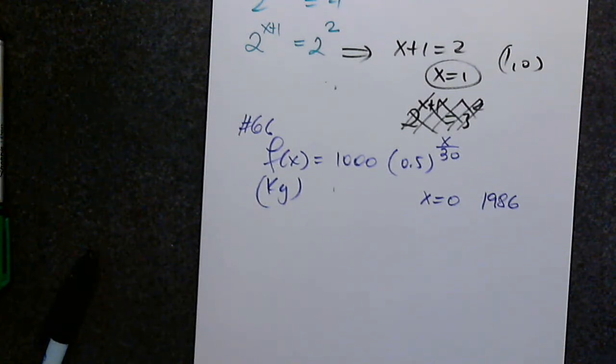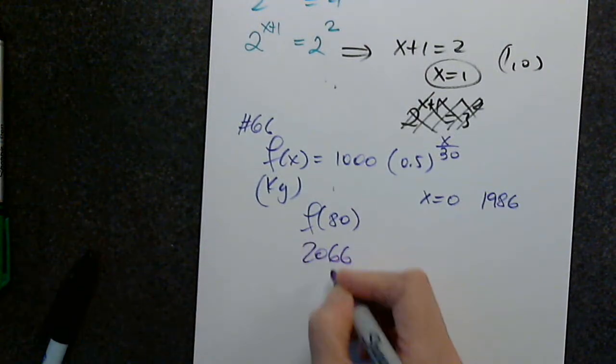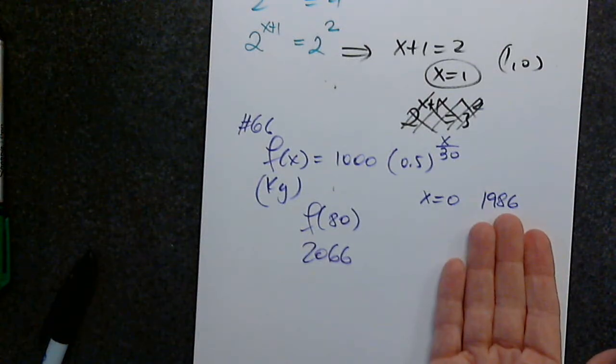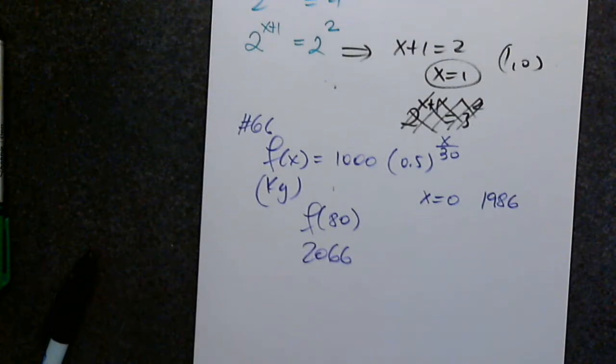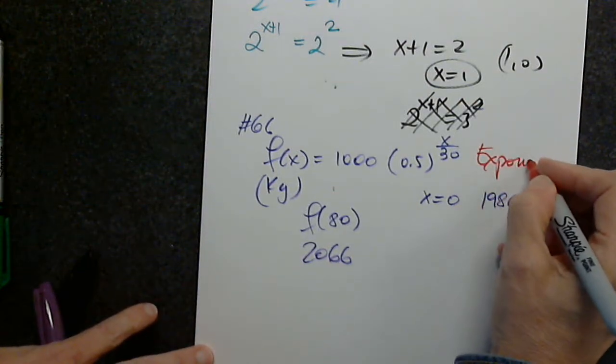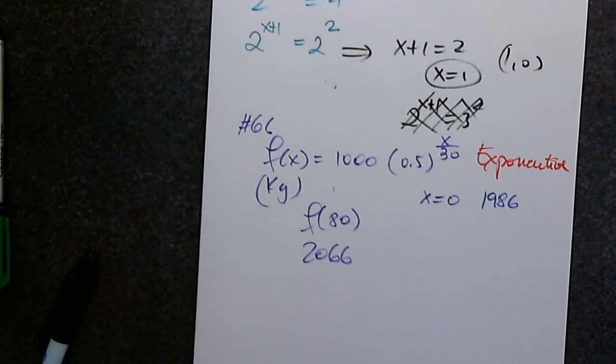If even 100 kilograms of cesium-137 remain in Chernobyl's atmosphere, the area is considered unsafe for human habitation. We're asked to find f of 80 and determine if Chernobyl will be safe for human habitation in the year 2066. If we add 80 to 1986, we get 2066. So first of all, let's identify the type of function. Is it rational? Is it absolute value? Is it a square root? What is it? The variable is the exponent, so it must be exponential.